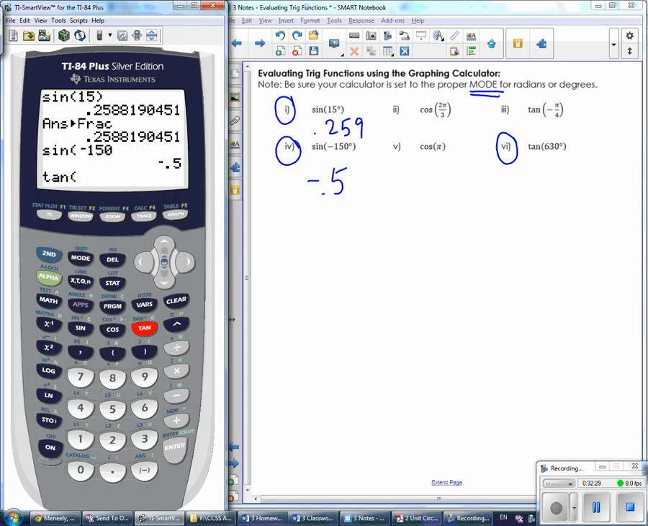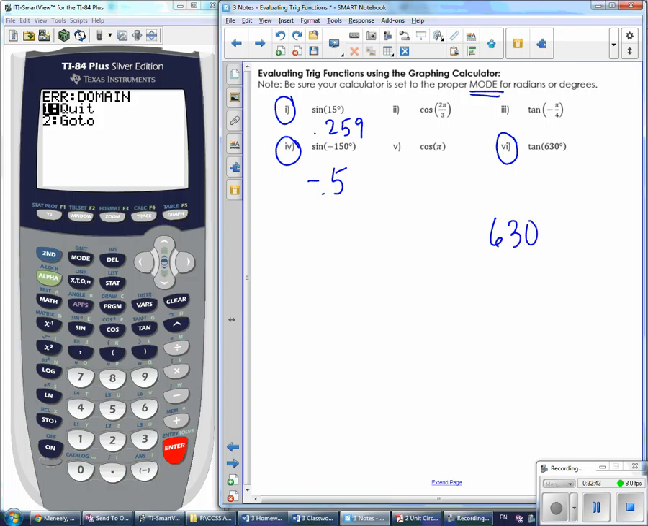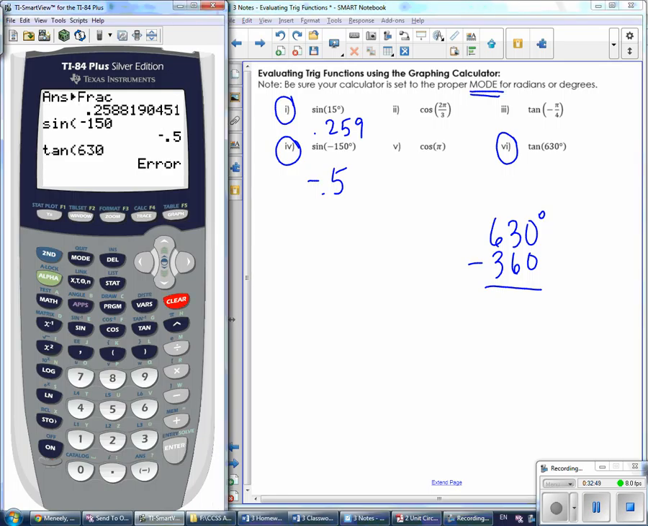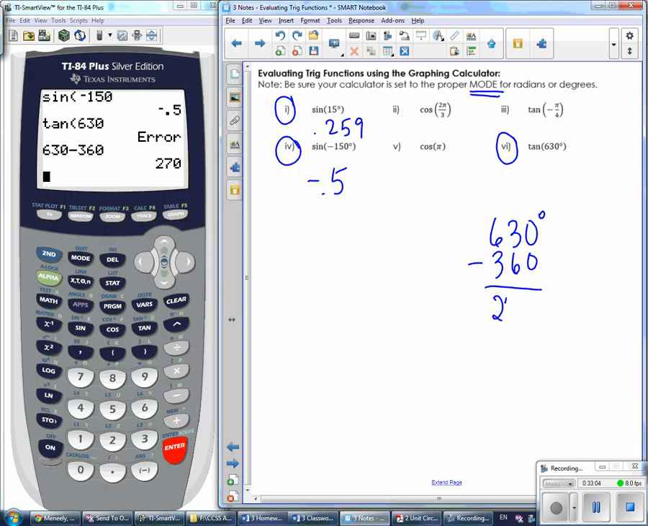Your tangent button, the tangent of 630, and this is going to be a little confusing, but notice that you get an error message. If you think about what 630 degrees is, that's too big, right? So normally we would go ahead and subtract 360. We get 270 degrees. And if you think on the unit circle where that angle is, it's this angle right down here. And the ordered pair associated with that point is (0, -1).